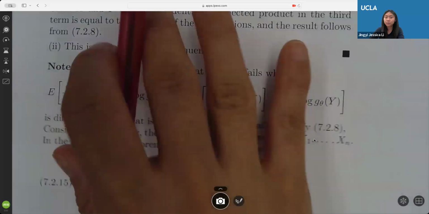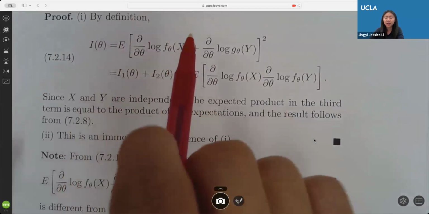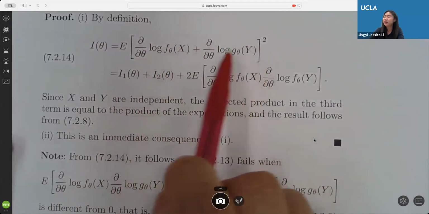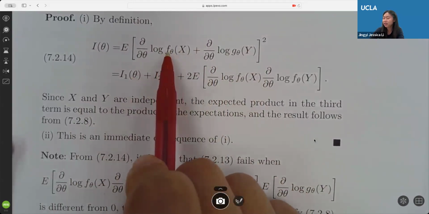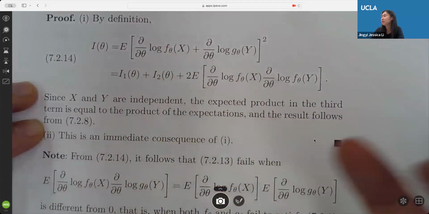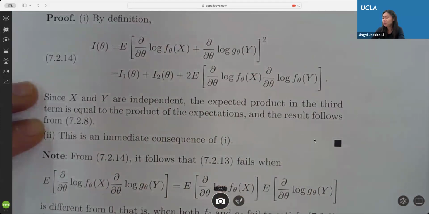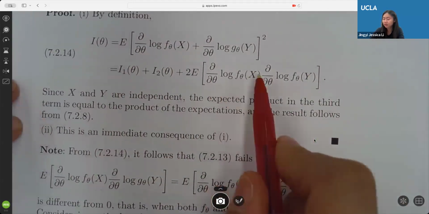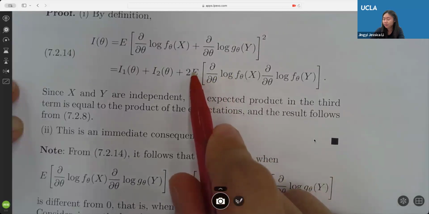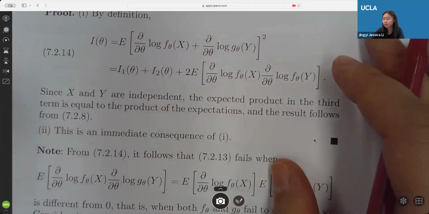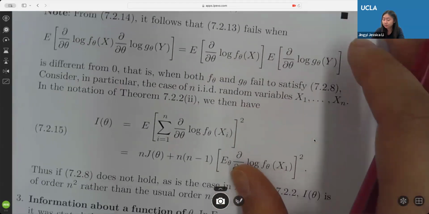Okay, and this is the proof. The proof for this additivity is based on this definition. And we can actually get a square out because in this case, the log joint density equals the sum of the log densities. Because the joint density is the product of individual densities, by taking the log, product becomes sum. That's it. And then the final expectation here can be written as expectation of this times expectation of that. And each expectation is zero because of the exchangeability of integration and differentiation. Okay.